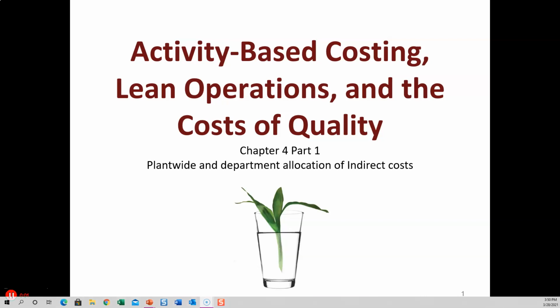Chapter 4, and what we're going to talk about is the allocation of indirect costs that are part of the manufacturing process. And this is part 1. We'll look at plant and department allocations of indirect costs, and we'll start looking at what we call ABC costing.